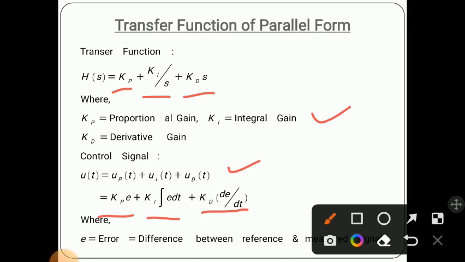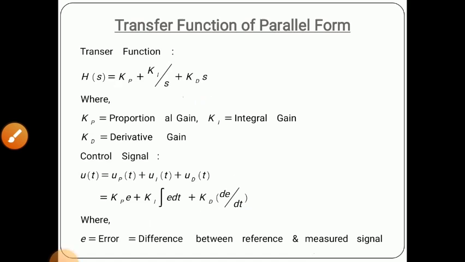And here, what is e? E is the error. It is the difference between the reference and the measured signal. So the difference between the measured and reference signal is called the error.